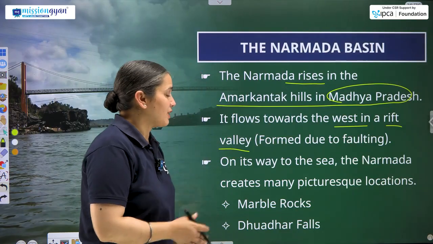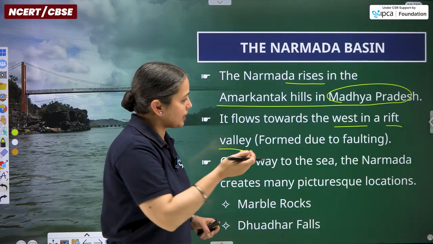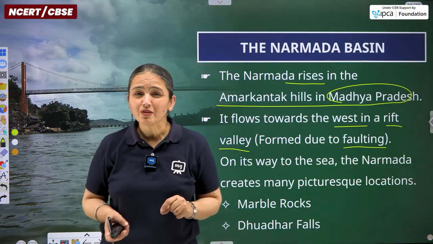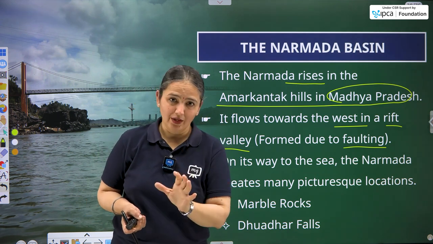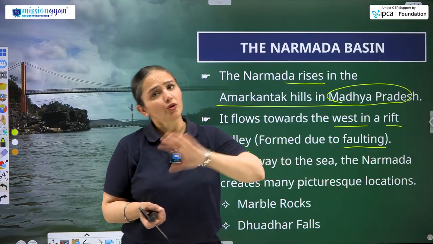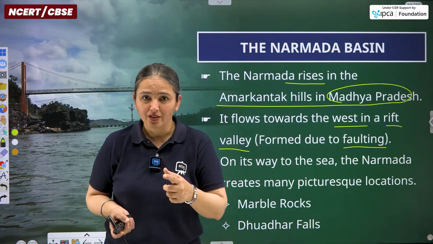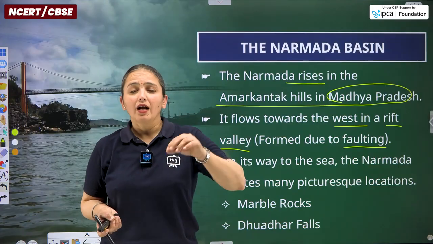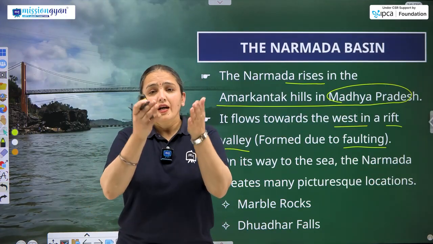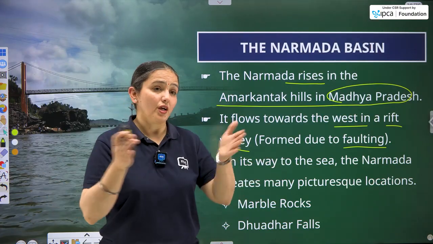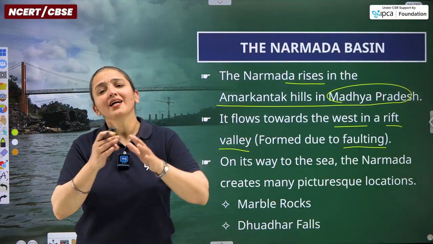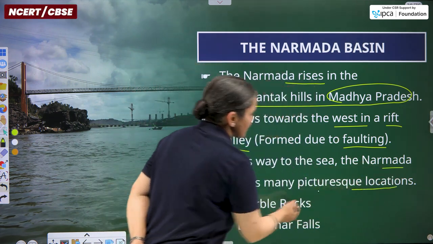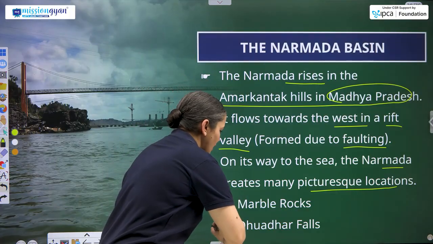So it flows towards the west in a rift valley. Now, which particular feature has created this rift valley? It is formed due to the faulting process, due to some natural processes. What happens in faulting? Temperature affects the most, and of course other weathering agents are there, likewise air and water. So prominently temperature and water affect the uppermost layer of the rocks, and frequently cracks start appearing on the surface of the rock, and slowly, gradually, it takes the shape of a huge rift that ultimately leads to the formation of a rift valley. On its way to the sea, the Narmada creates many picturesque locations, beautiful places, such as Marble Rocks and Dhuadhar Falls.